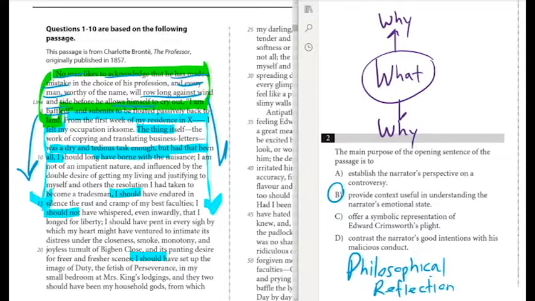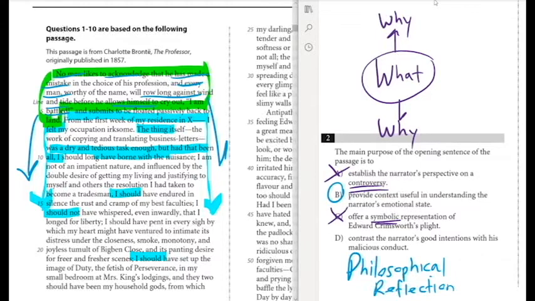Now looking at why some of the wrong answer choices are wrong. Choice A talks about a controversy, and there was no controversy. Choice C talks about symbolism. Now symbolism, even though choice C is a little tantalizing, I would still say that, well, what's symbolism? That would be using some kind of symbol. For instance, if the narrator considered himself an apple and Edward Crimsworth was an orange, so some symbol that represents the difference between them, that would be something symbolic.